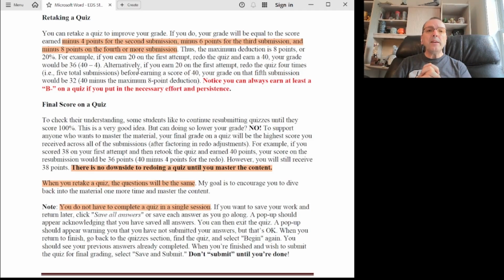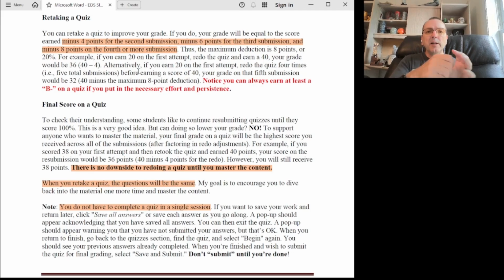Now, there is a difference between scoring 100% the first time and scoring 100% the third time. So there's this adjustment that we talk about here. For your second submission, we take whatever your score is, then minus 4. If you take a third submission, it's whatever your score is on that, minus 6 points. And the fourth or fifth or sixth or seventh, anything past the third, it's your total score minus 8.